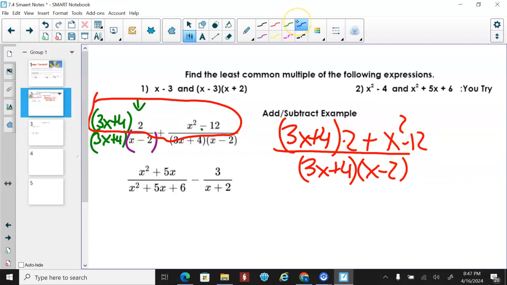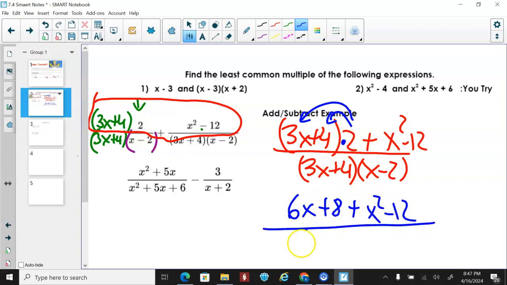Now, you're not taking a square root of anything, you're simply solving and simplifying the expression. So, we have a 2 here. We're going to distribute this 2 into the parentheses. 2 times 3x is 6x. 2 times 4 is 8. And then plus x squared minus 12, divided by our denominator.